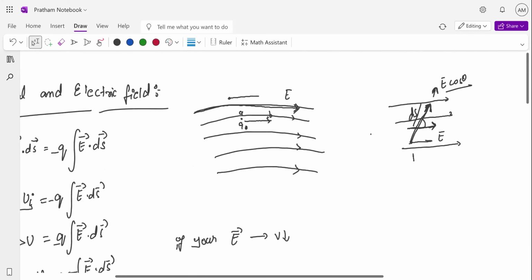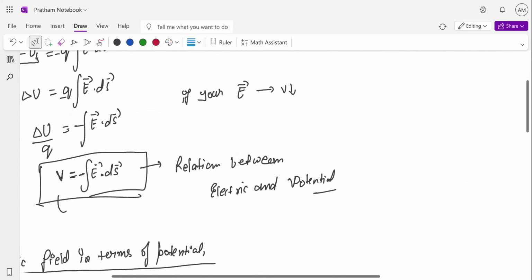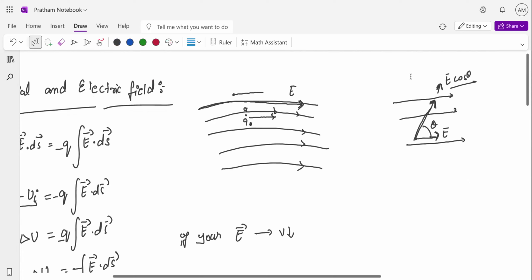One more thing: why am I not taking the total displacement? The reason is this displacement has two components, one in this direction, one in this direction. If you see carefully, for this displacement there's no electric field. It goes as a perpendicular, so this electric field doesn't have any effect on this displacement. Is that clear? So this is the reason we are not taking the perpendicular component, we are just going with the one component.